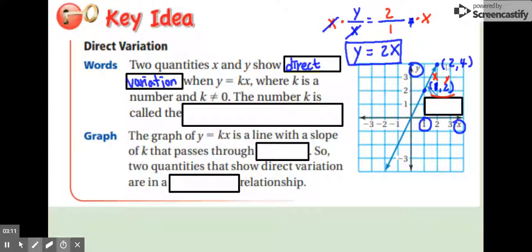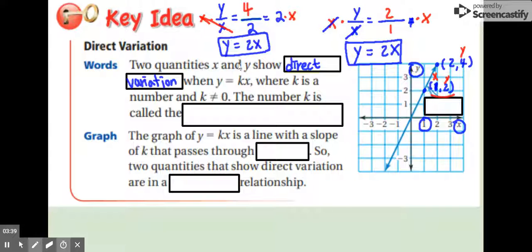If you use 2 and 4, you're going to get the same result. Y to x, you're going to put y first, so it's going to be 4 over 2. So 4 over 2 is going to be 2. So I'm going to multiply by x to cancel this out. Y is equal to 2x. So we get the same conclusion, right?